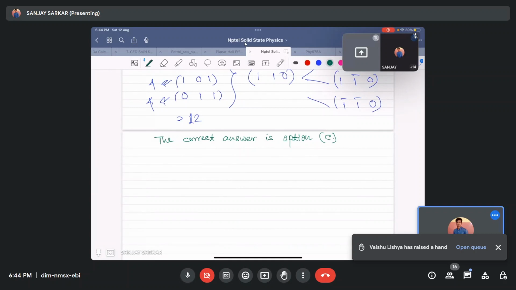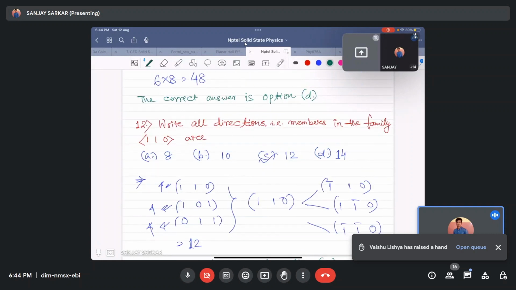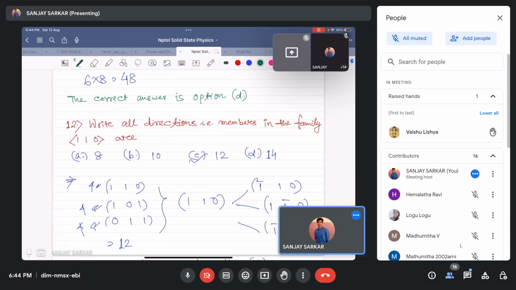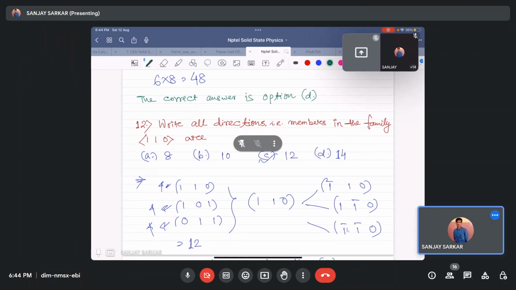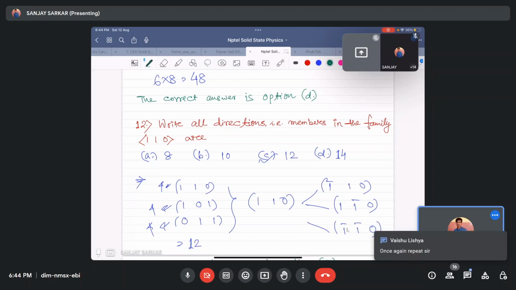Vaishulisha has some problem. Any doubts? He has raised his hand. Do you have any question, Vaishulisha? Maybe mistakenly he has raised his hand. So okay, one second.